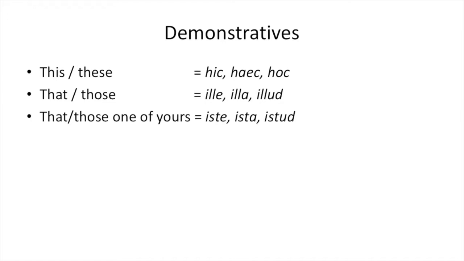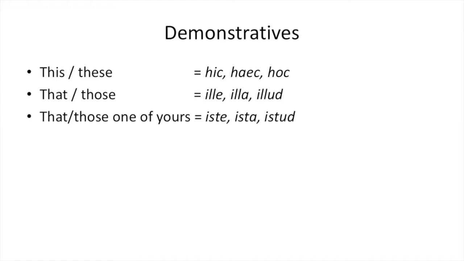Now, just like all the other adjectives, hic haec hoc, ille illa illud, and iste ista istud are the masculine, feminine, and neuter nominative singular forms. We'll have to learn all the other forms of these adjectives in order to use them. So let's look at this a bit more visually to help us understand it a little bit better.